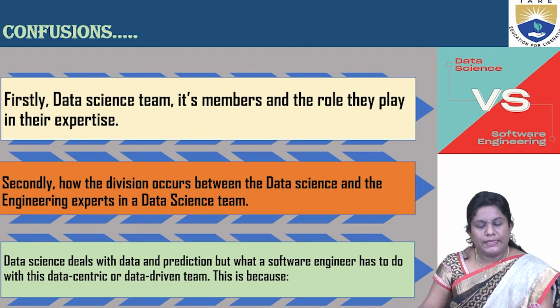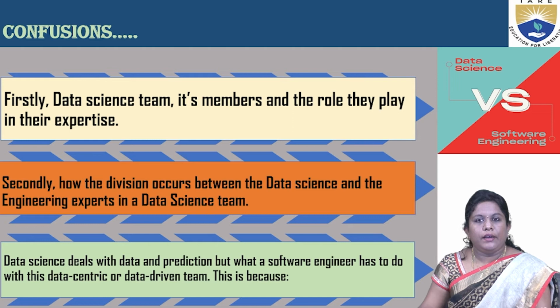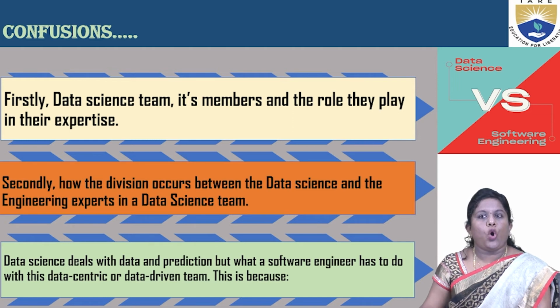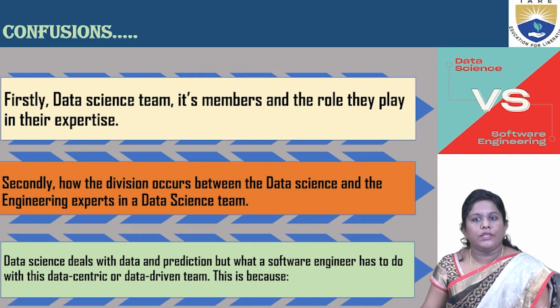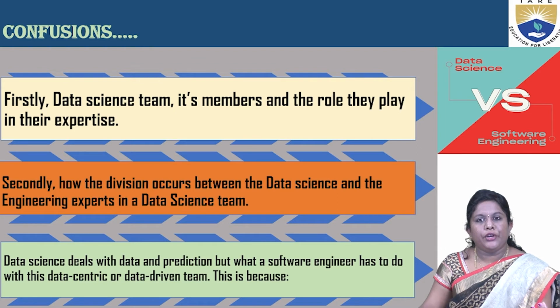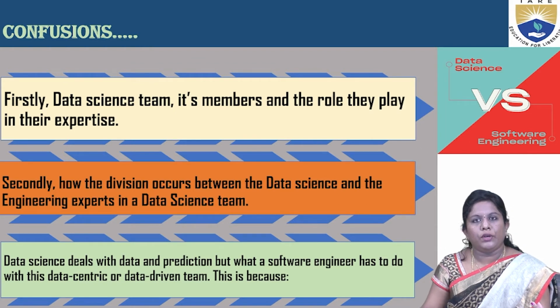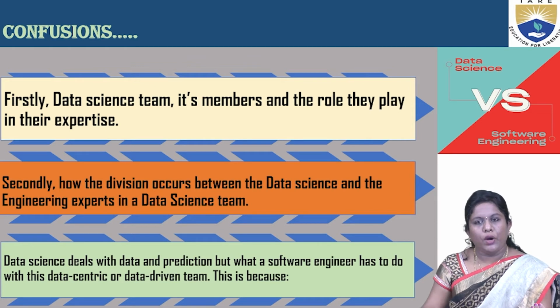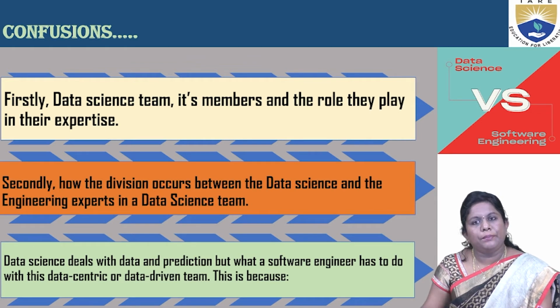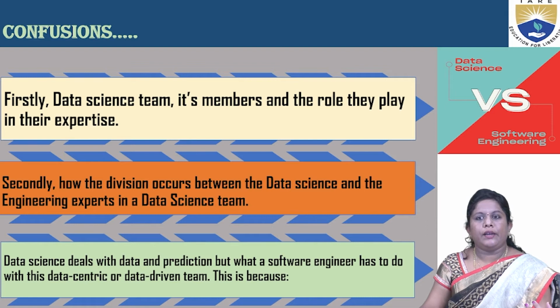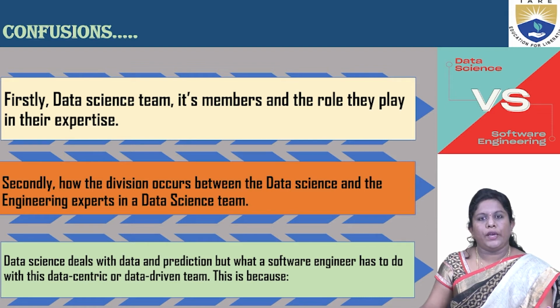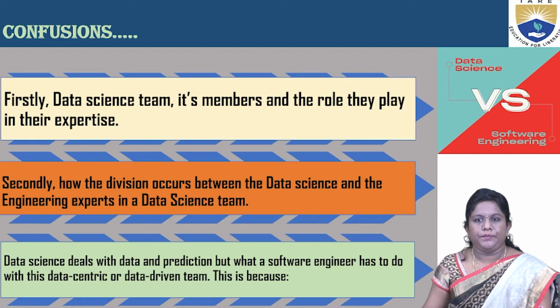Next, we are dealing with data and prediction. But what does a software engineer have to do with a data-centric or data-driven team? This third confusion is trying to focus on data science where it does not require a software engineer. So what is it trying to say? Data science completely deals with data and prediction. But what will a software engineer do with a data-centric or data-driven team?